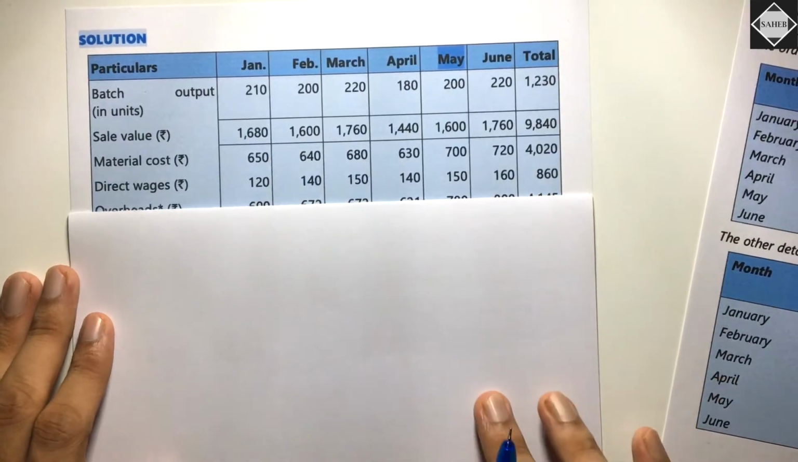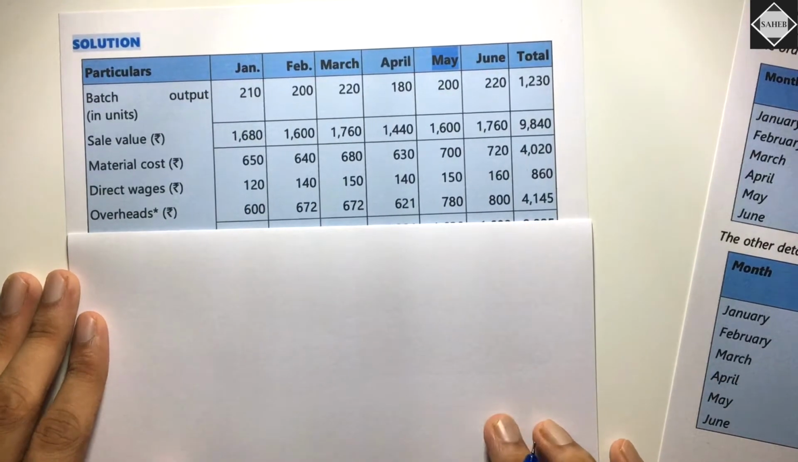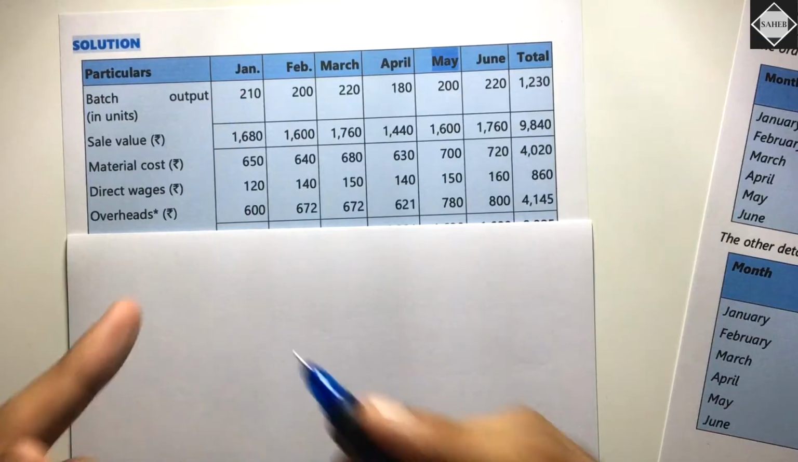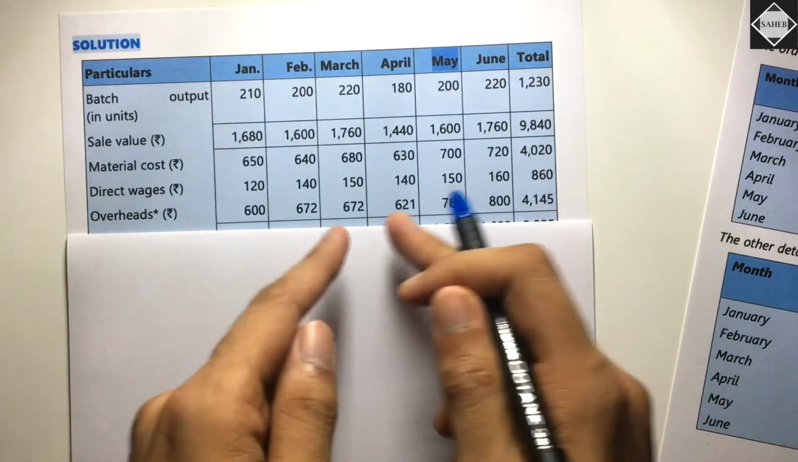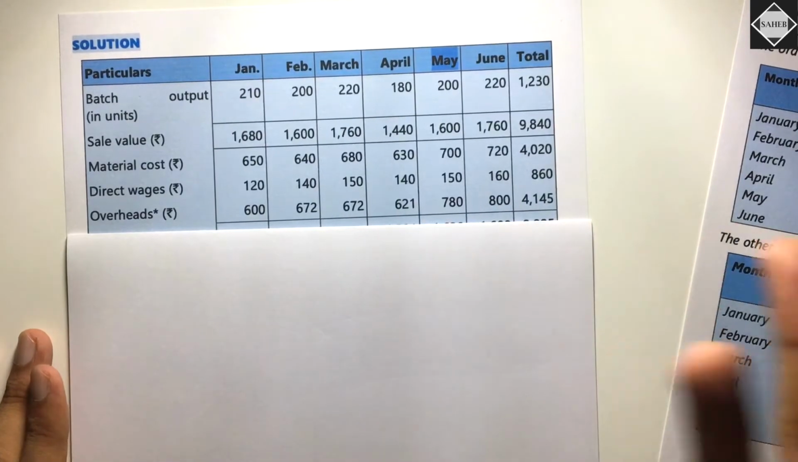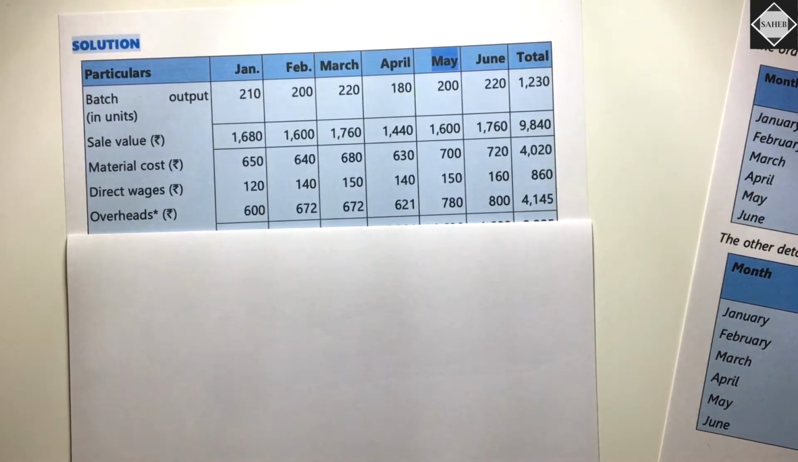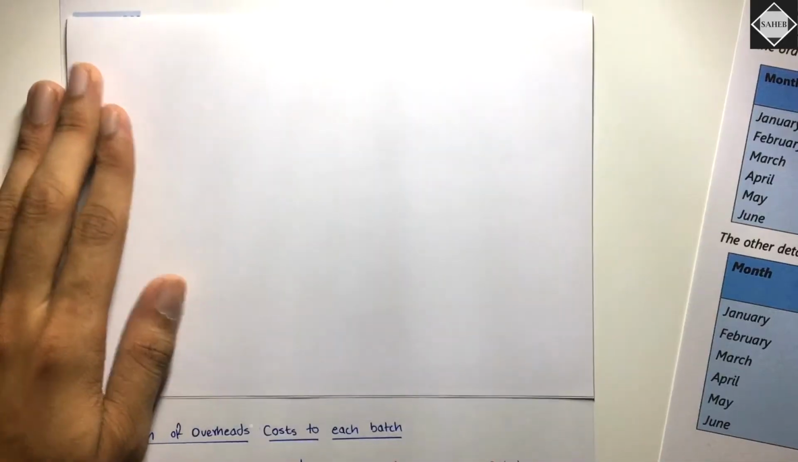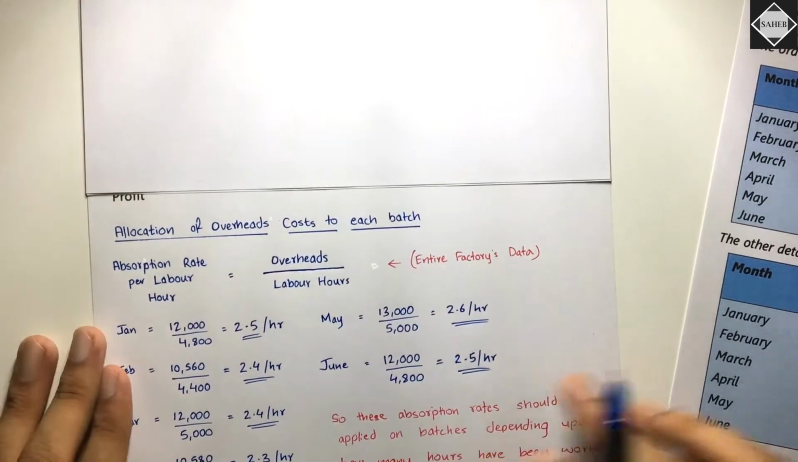Simple. After this, we have the overheads. So now how did they get this 600, 672, 672, 621, 780, 800? How did they get that? It's really simple. Understand properly. Let's see the calculation now. Forget about that. See here.